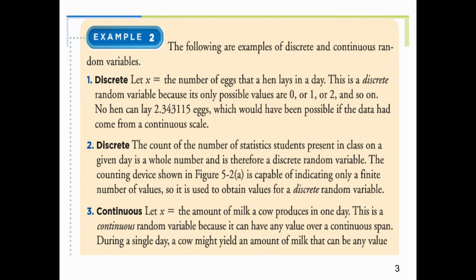The amount of milk that a cow produces. Chances are it's not going to be exactly 1 pint or 1 quart. It's going to be something that is over a continuous span. In other words, it could be 6.3 gallons. I'm not even sure how much milk a cow produces, but chances are it's not going to be an exact whole number.